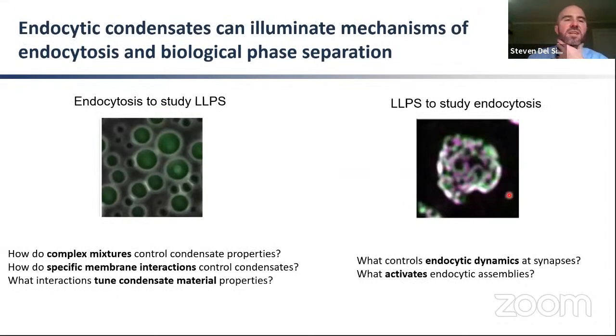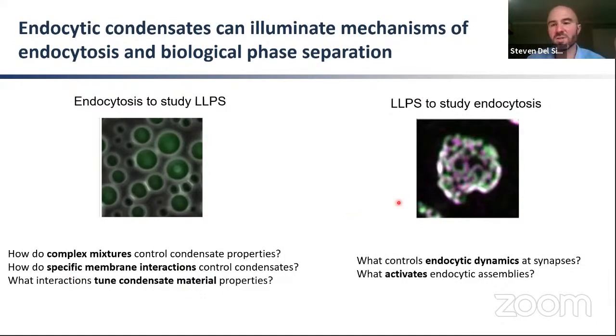And so again, just to summarize that last part. The idea is that we can really use these endocytic molecules as a way to study phase separation. I think there's a lot of interesting features about the endocytic proteins in particular that could provide insight into this field, such as how very complex mixtures control the properties of these condensates, how specific membrane interactions control condensates, because we know membrane binding is an essential feature of these proteins. And then, how are the material properties of these controlled?